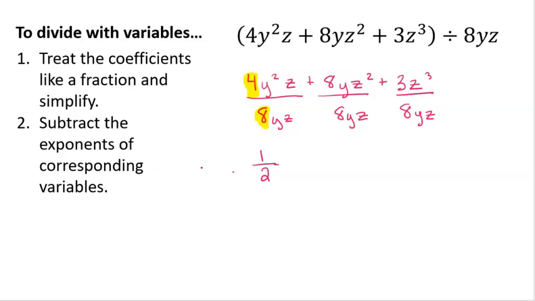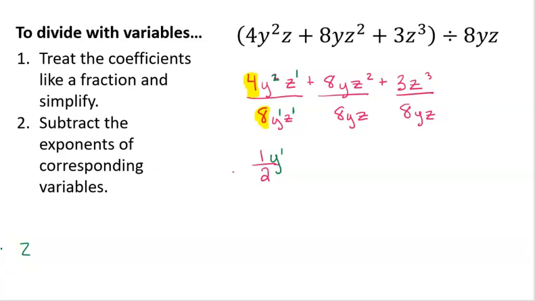Then from here, I'm going to subtract the exponents of corresponding variables. So I have a 2 up here and a 1 here. 2 minus 1 gives me 1. So if it helps, put a 1 there until you're ready to write out your final answer. And then for my z's, I have a 1 and a 1. And so 1 minus 1 is 0. And so the z is now going to be gone.